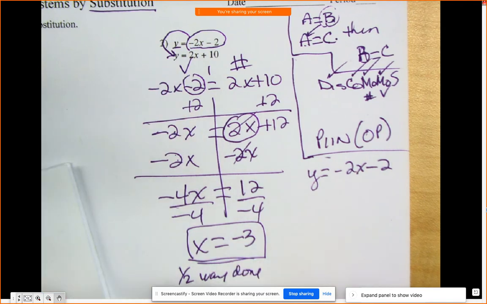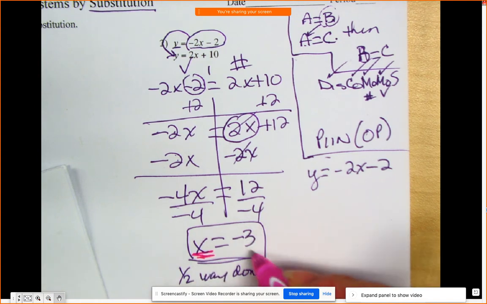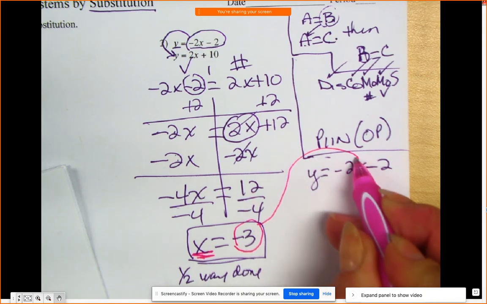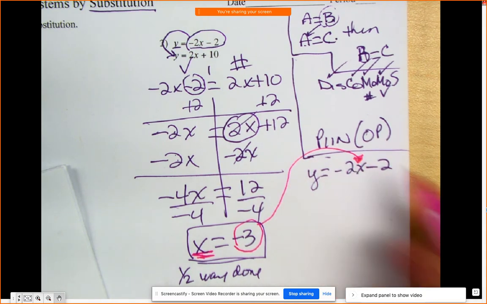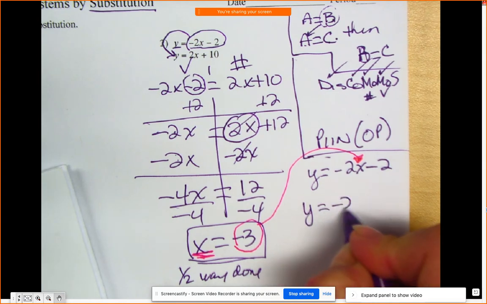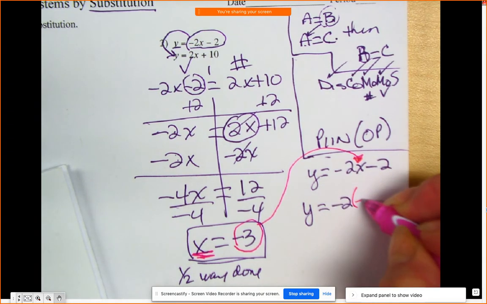Just make sure if you get x, which is what I've gotten here, because eventually we're going to solve where sometimes you don't get x first. You might get y first. Make sure you're plugging it in for the right variable. The appropriate variable. The biggest mistake kids make is they plug it into the wrong variable. So I'm going to rewrite this, but instead of x, I'm going to write negative 3.